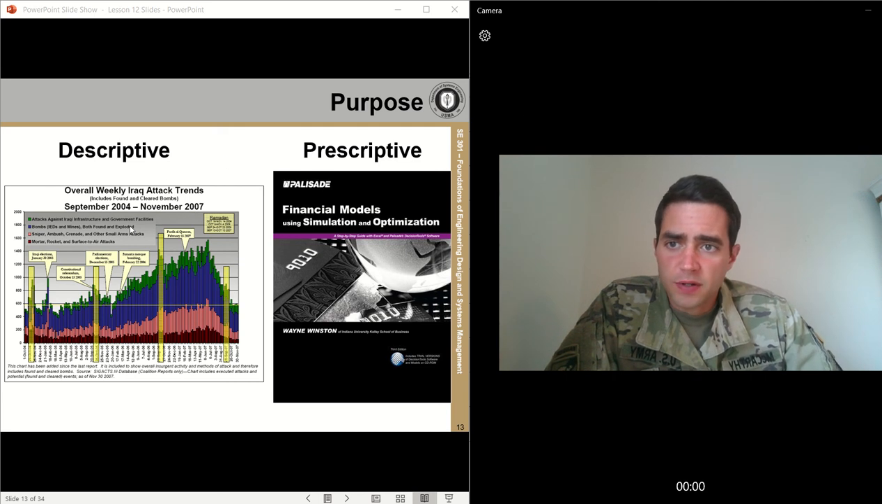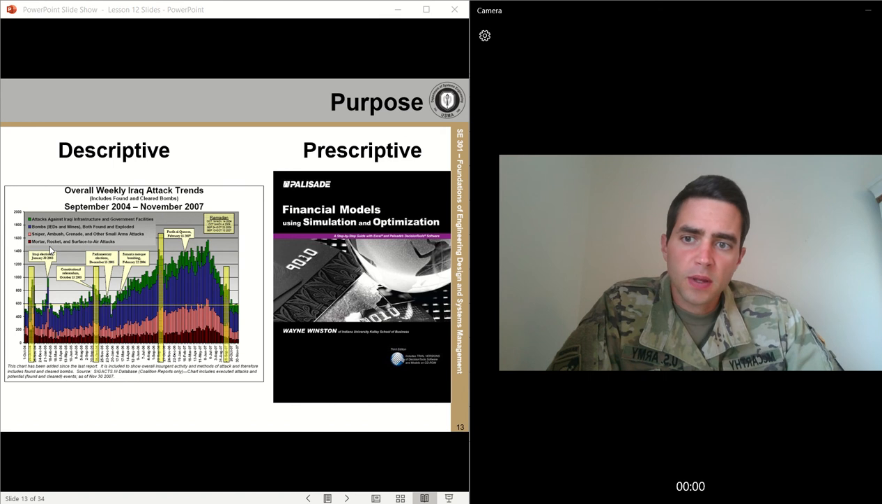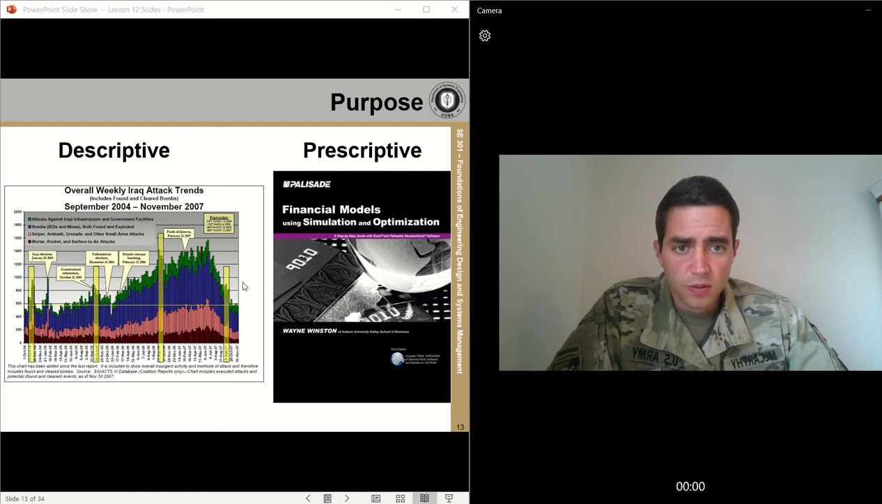The model that you see here for descriptive is overall weekly Iraq attack trends. So this uses historical information to show a visualization of the trends as they occurred in about 3 years. Now this could also be turned into a prescriptive model, where if we said that our current place and time was November of 2007, we could use this model to make predictions about the future, perhaps extend it out to our current time and show our stakeholders how, based on previous attacks, we can expect X number of attacks at these times in the next couple months.